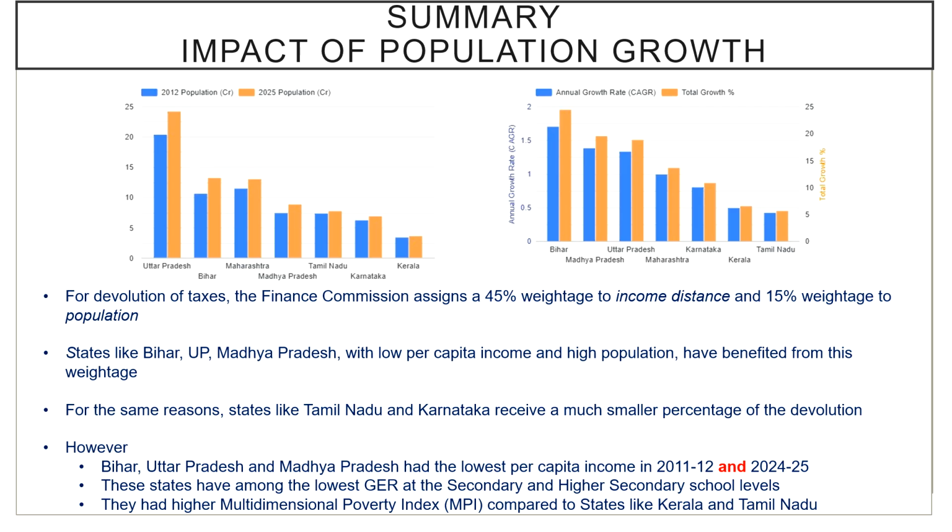However, Bihar, Uttar Pradesh, and Madhya Pradesh had the lowest per capita income in 2011-12 and 2024-25. These states have among the lowest GER at the secondary and higher secondary school levels. They had a higher multidimensional poverty index, MPI, compared to states like Kerala and Tamil Nadu.